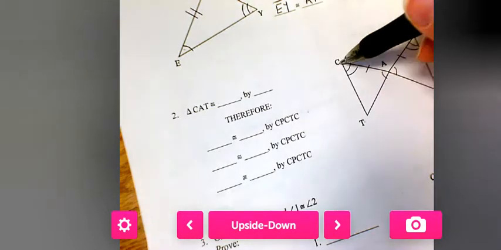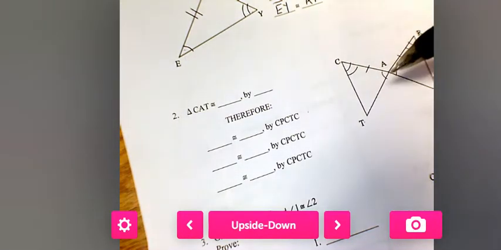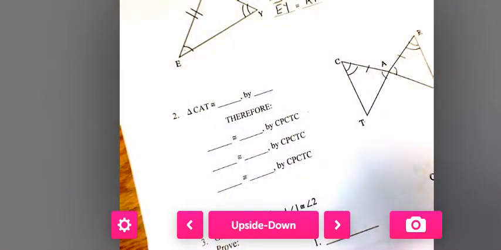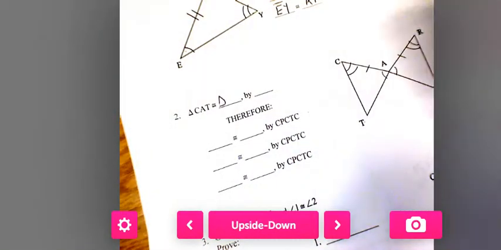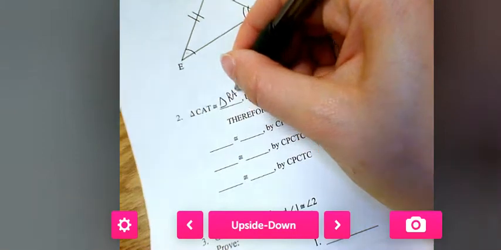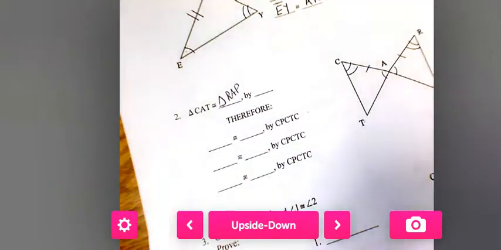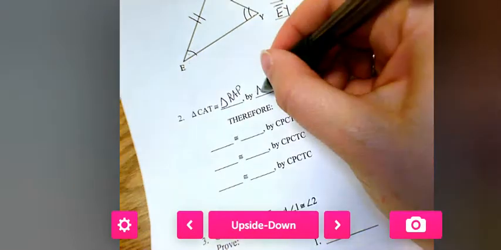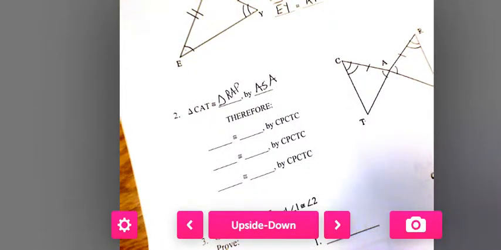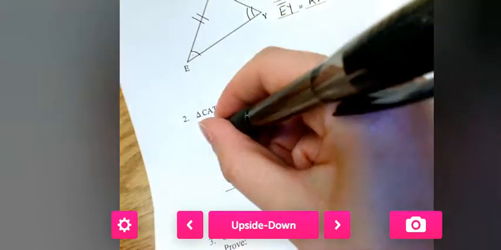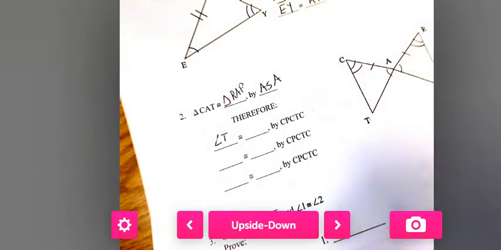Triangle CAT is congruent to what triangle? Triangle RAP. And what are they congruent by? Angle, side, angle. Good. So what are the other parts that are left over? Do you want to start with a side or an angle? Angle. So angle T is congruent to which angle?